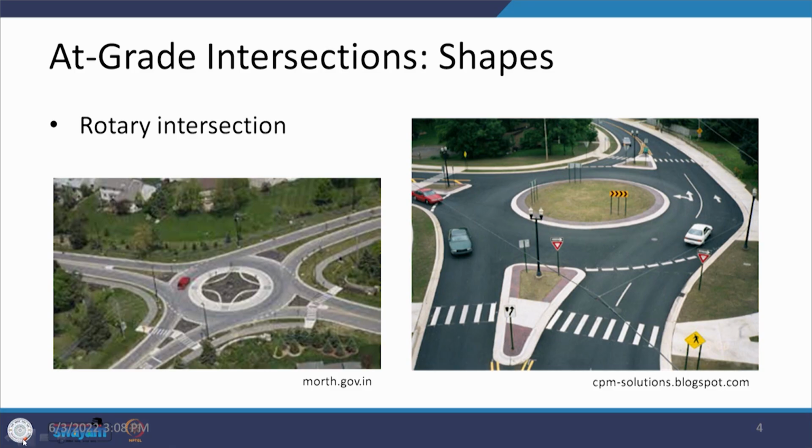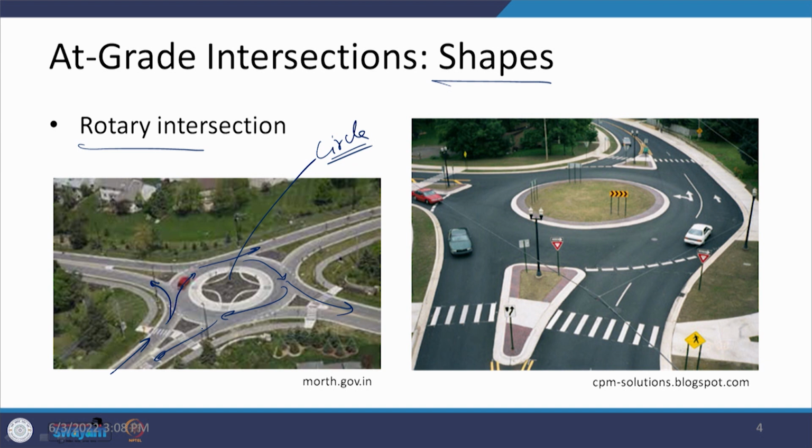Now, at-grade intersections, we were discussing the shapes. Another type which can be there is a rotary intersection. A rotary intersection means there is a circle at the center and the traffic is moving around that circle. If the vehicle is coming from this direction, it has the flexibility to go in this form, or it moves into this area and goes out of the system, or it can move in this area and go out of the system here, or it can come back, take a U-turn and go out of the system in this case.